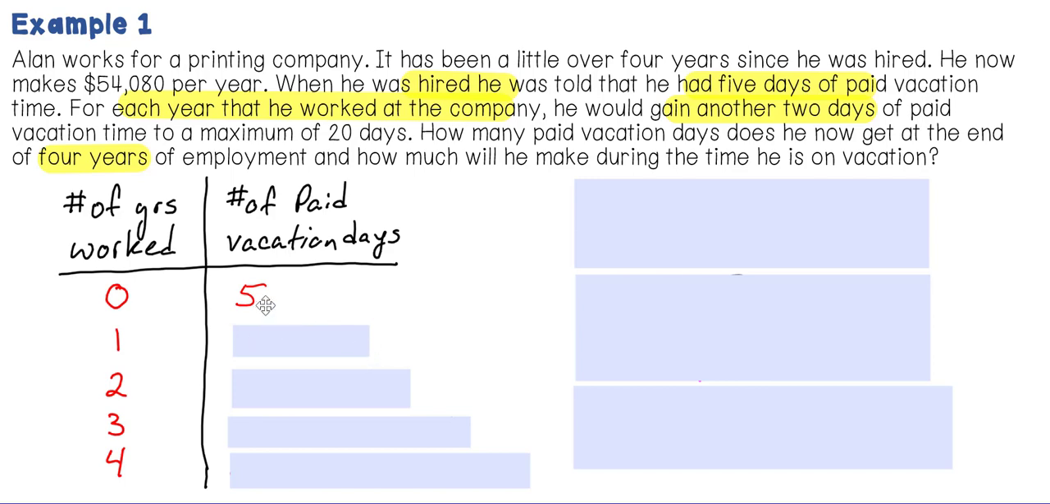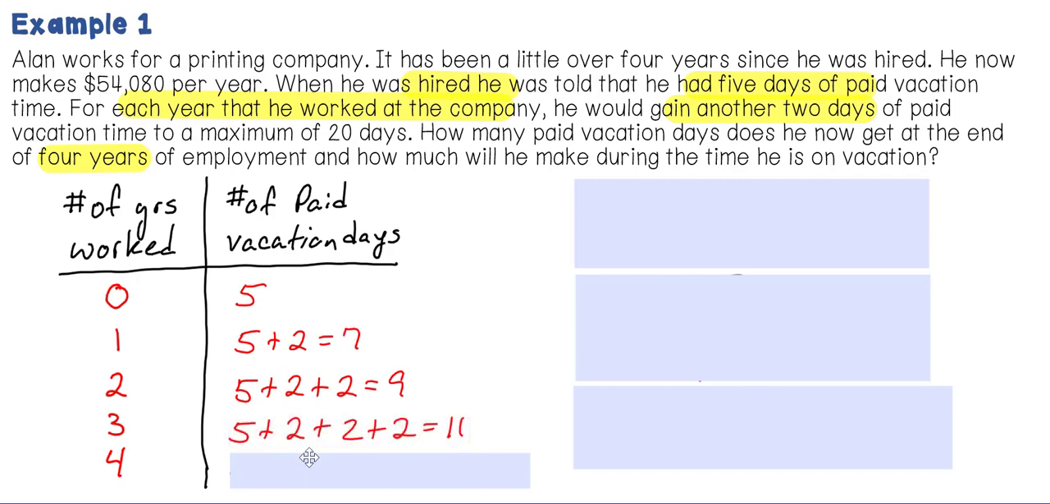So in the first year, it'll be the 5 plus 2 additional days. In the second year, it'll be 5 plus 2 more additional days. In the third year, 5 plus 2 plus 2 plus 2 gives us a total of 11. And in the fourth year, with 2 additional days, gives us a total of 13.